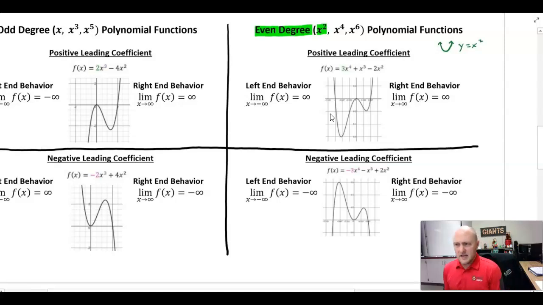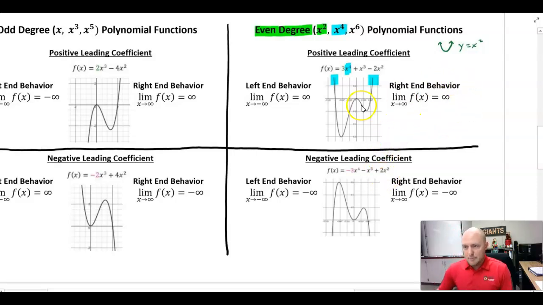What do you notice about those end behaviors? They're both going up. Okay, let's look at y equals x to the 4th, which is the example given here. We have f of x equals 3x to the 4th as our leading term. Notice the end behaviors, again, are going up.